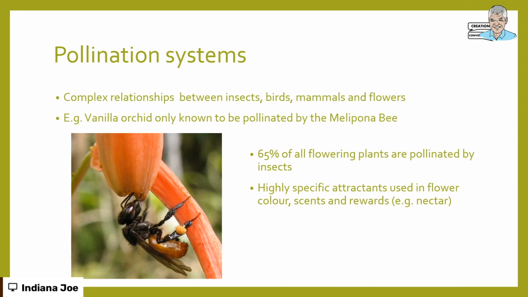You've got the vanilla orchid that is only known to be pollinated by a particular bee, even though these organisms didn't evolve at the same time. And in fact, there's some stats there. 65% of all flowering plants are pollinated by insects. And there's particular things that attract the insects to the plants, and that can be color, it might be the actual scents, and food rewards in nectar and so on. So let's just put on the next slide.